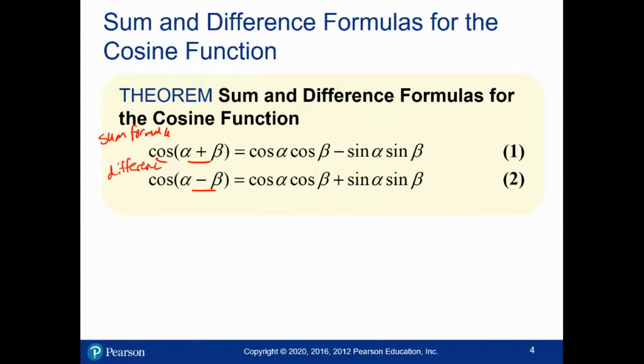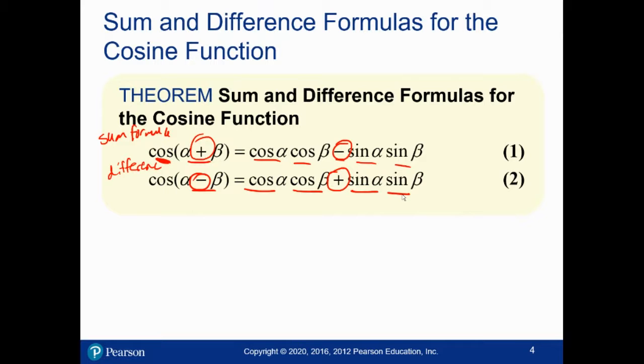But just note that the cosine formula says cosine cosine minus sine sine, and this minus corresponds to that being a plus. And if I switch this to a minus, this just switches to a plus. But it's still a cosine and a sine and a sine.